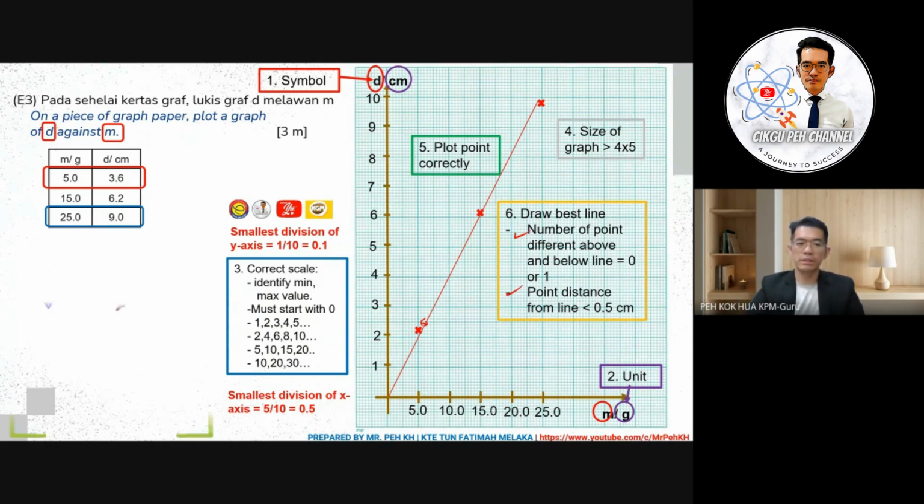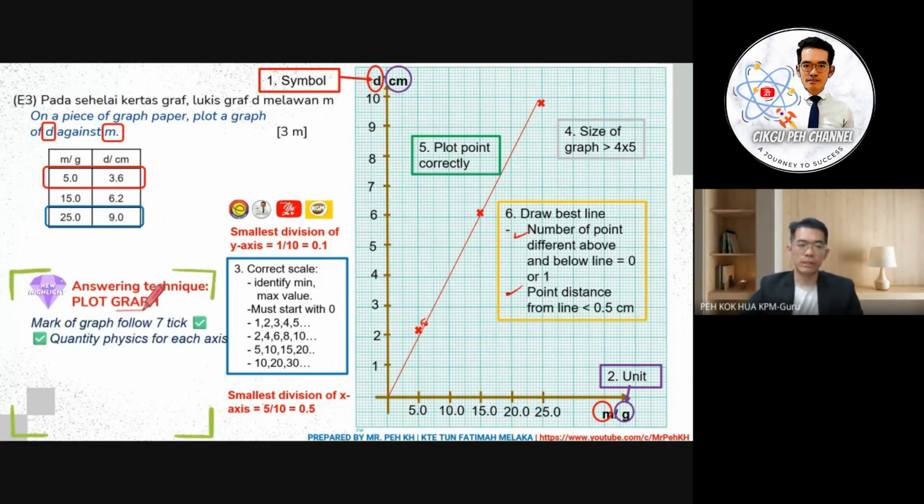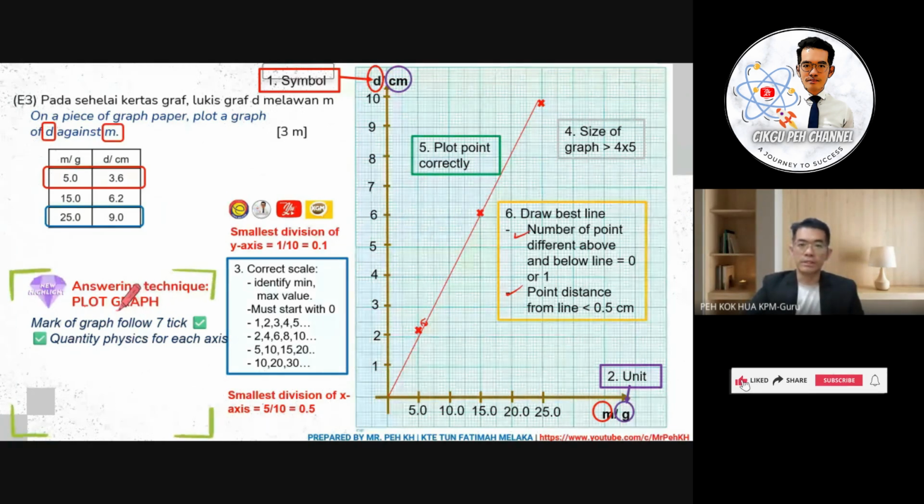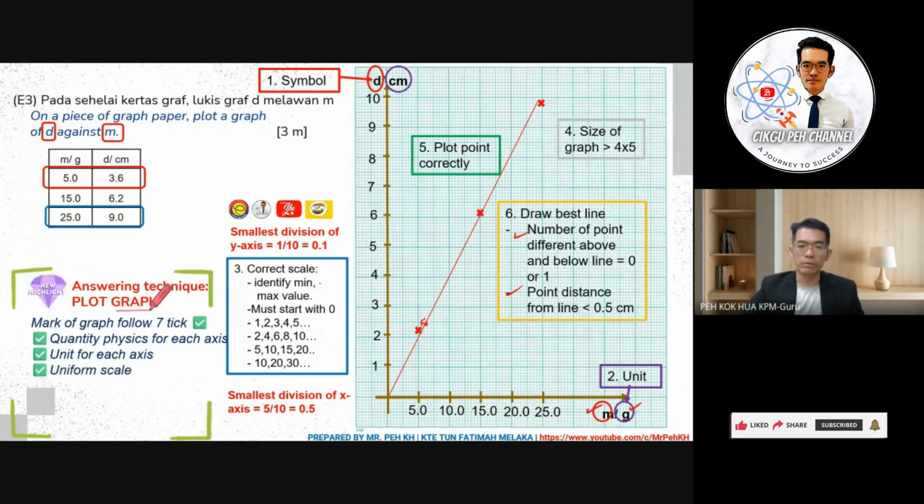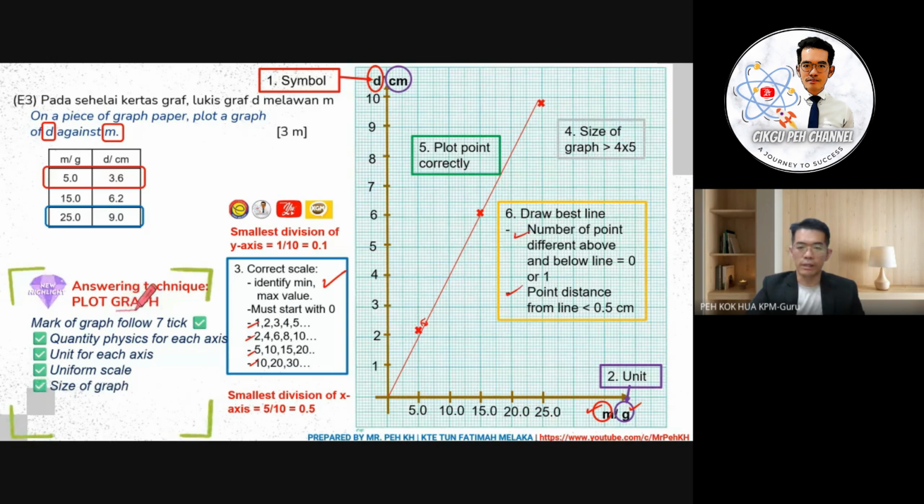Okay, so the next, here I want to highlight to you the summary of the answering technique for plotting the graph. So first, we need to give the symbol. Then second, we have to give the unit. Symbol with this, unit with this, for x-axis and y-axis. Then we need to give uniform scale, multiple 1, 2, 5, and 10. And then the size of the graph must be at least half of the graph paper.